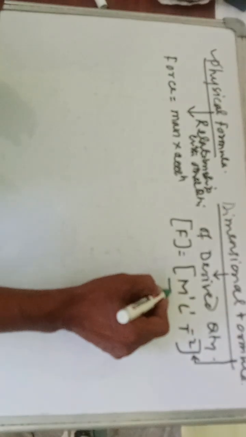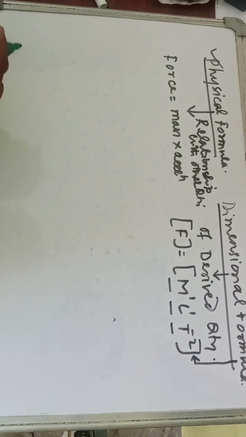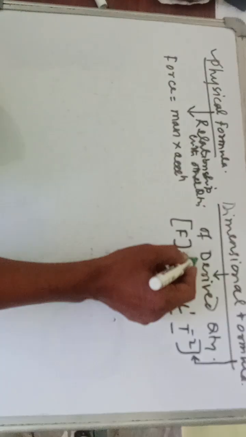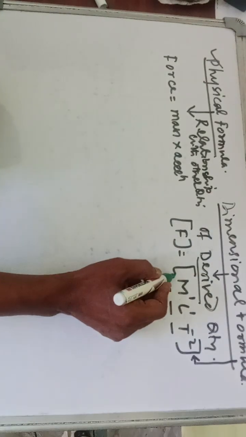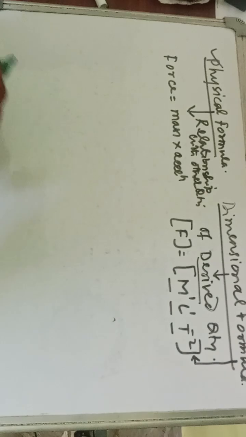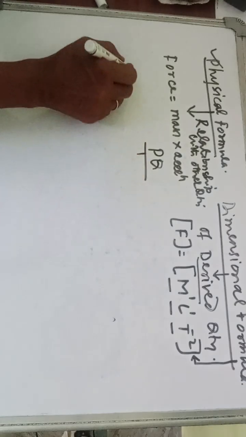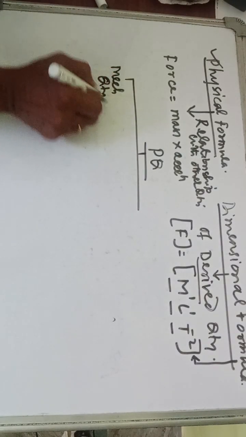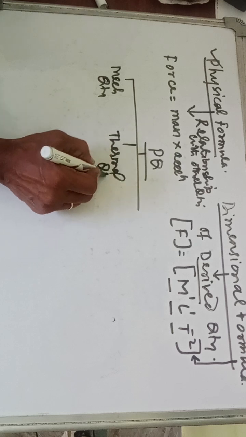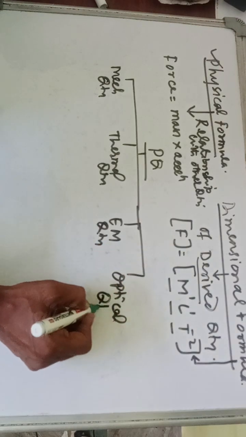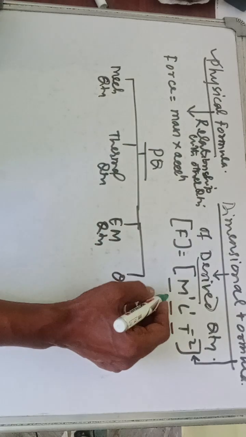When it is expressed in terms of fundamental quantities, it is dimensional formula. Fundamental quantities are mass, length, and time. When it is expressed in terms of MLT, this derived quantity is expressed in the form of its dimensional formula. Now we can have dimensional formula for a number of physical quantities. The physical quantities may be mechanical quantity, thermal quantity, electromagnetic quantity, or optical quantities. So we will be able to find out its dimensional formula.